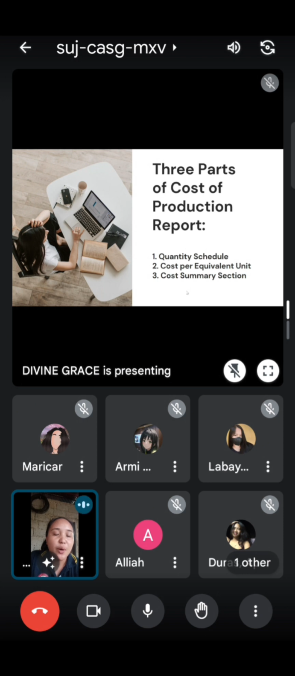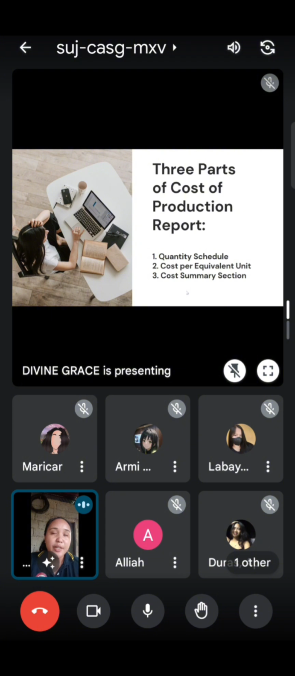So dito daw sa quantity schedule, nililista yung mga units na ipoproduce mo sa isang specific na or tiyak na panahon. Dito rin makikita yung mga information mo kung ilan yung na-completed na na-produce, kung ilan yung na-transferred na, at kung ilan yung in progress pa siya.